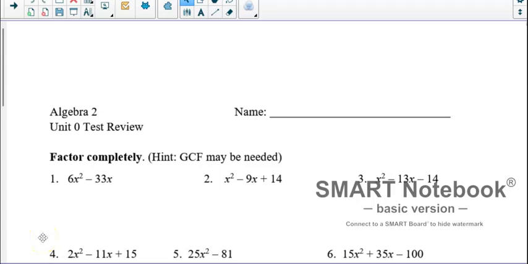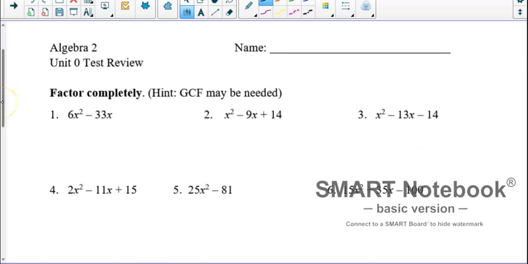All right, so this is your review for Algebra 2, Unit 0, first quiz, first test. So, number one, factor completely. GCF might be needed. In fact, that's what we're going to start off with right here.